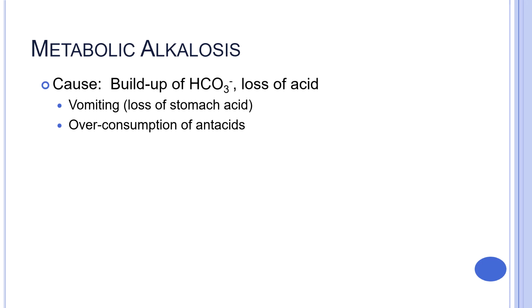Metabolic alkalosis. The cause is a buildup of bicarbonate or a loss of acid. Something that can cause you to lose acid is vomiting, because you have a loss of stomach acid. Another cause is overconsumption of antacids. You can have a problem by taking too many Tums or other antacids, the daily ones.